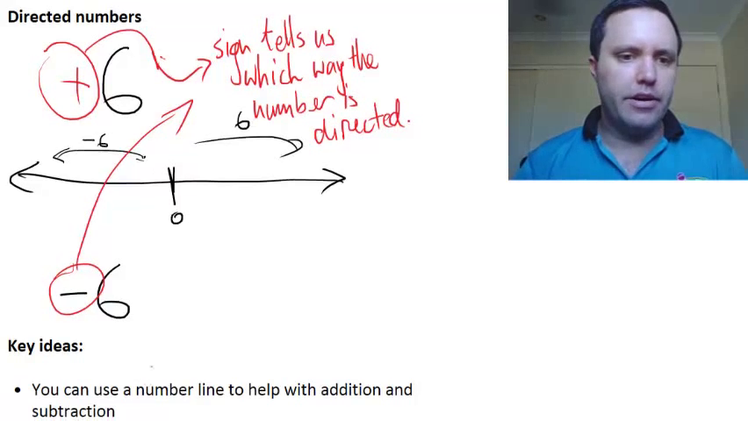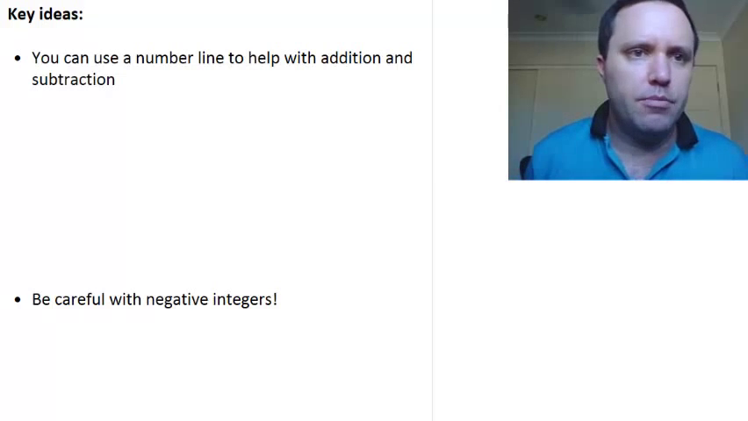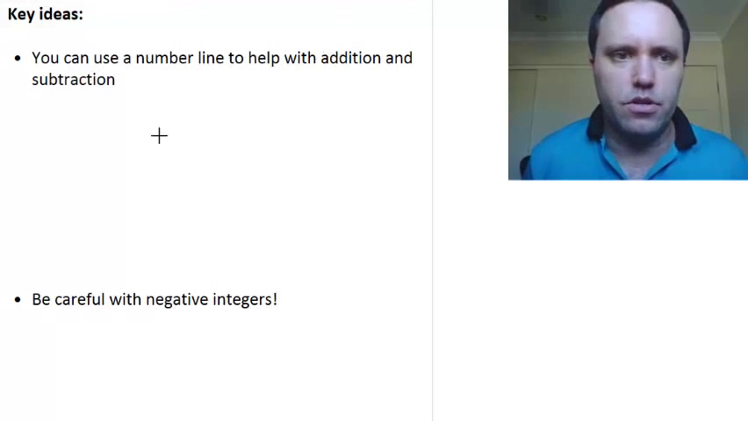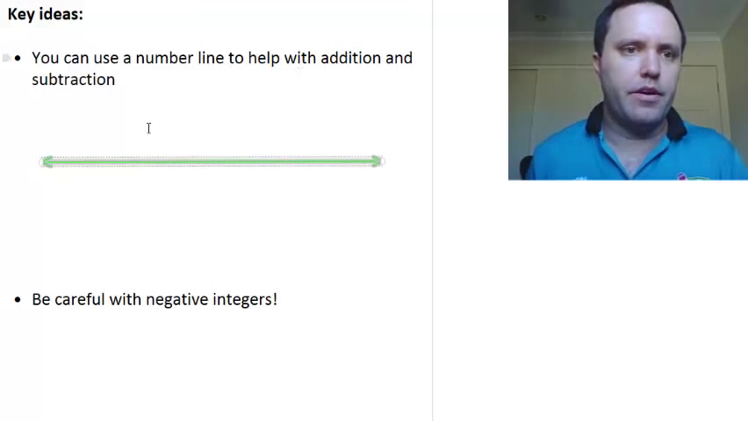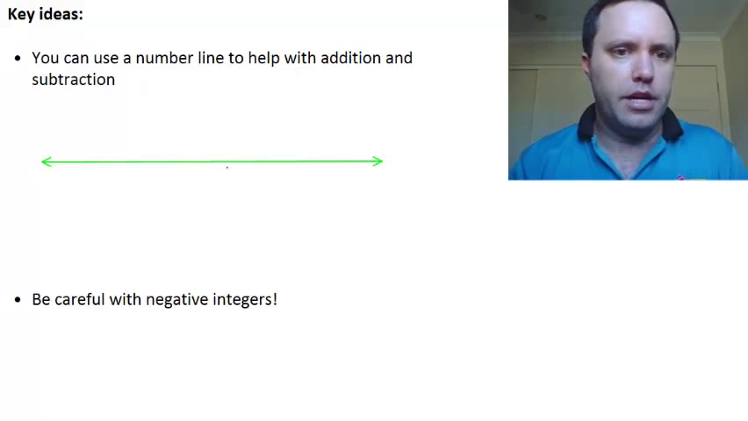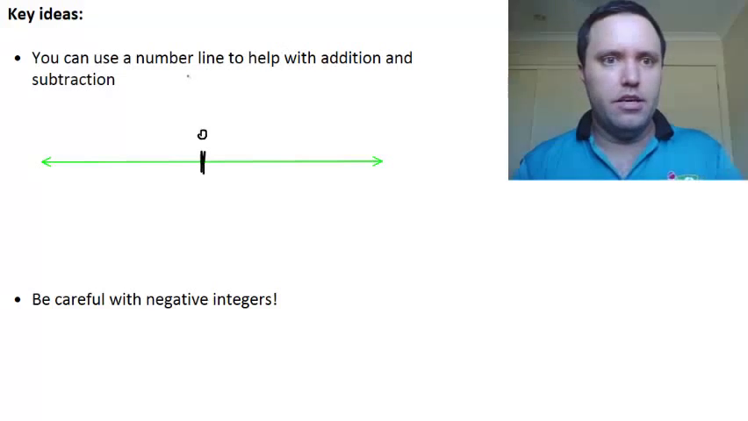Okay, right, so key ideas. You can use a number line to help with addition and subtraction. So if we have a number line here, the number line before was terrible. Let's try and get out an actual line here. In green, that'll do. So got an actual line here, a little bit better. There's my 0. Now, if I had maybe 5 take 7, it means if I had 1, 2, 3, 4, 5, and -1, 2, 3, 4, 5, -5.